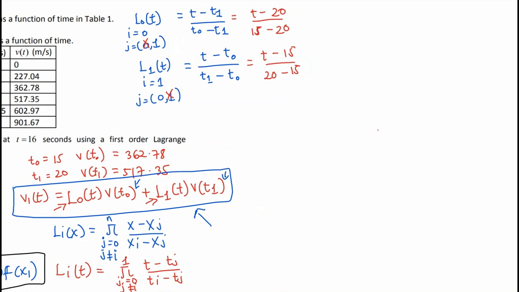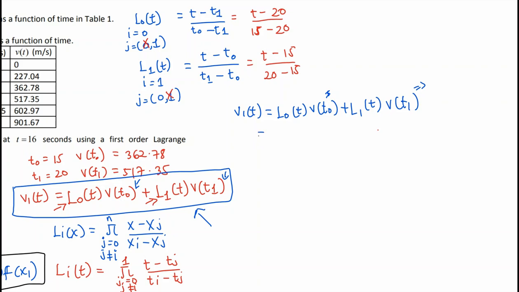Okay, so now let's go back to the general formula that we have. We have V1 of t, because you're using the first order Lagrange polynomial. That will be equal to L0 of t multiplying V of t0, plus L1 of t multiplying V of t1. We know what V of t0 is, we know what V of t1 is, and we know what L0 of t and L1 of t are.